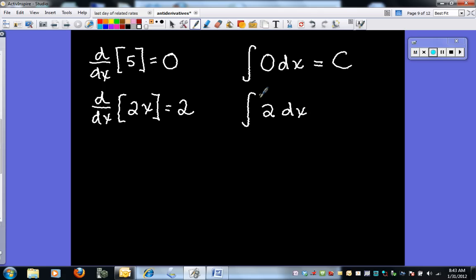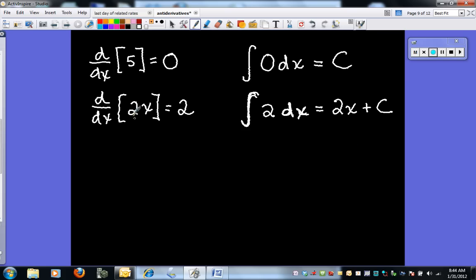Now, this part, the integral symbol, and the dx are like bookends in our problem. You can't have one without the other. So make sure they come together. So what is the antiderivative of 2 dx? That would be 2x plus c. C is called the constant of integration. Because remember, if we took the derivative of 2x plus c, we would get just simply 2 back, because the derivative of c would be 0.